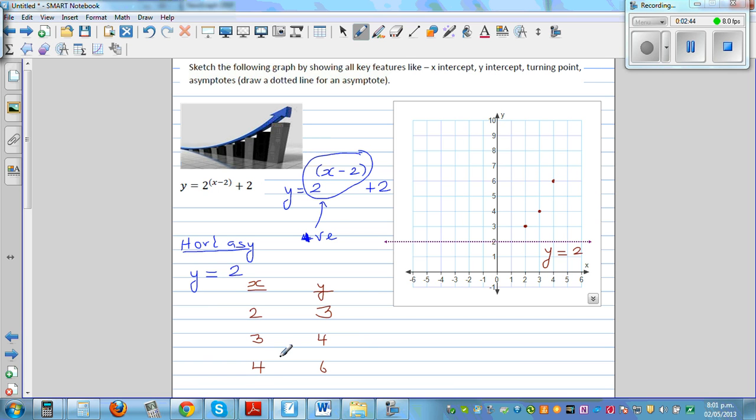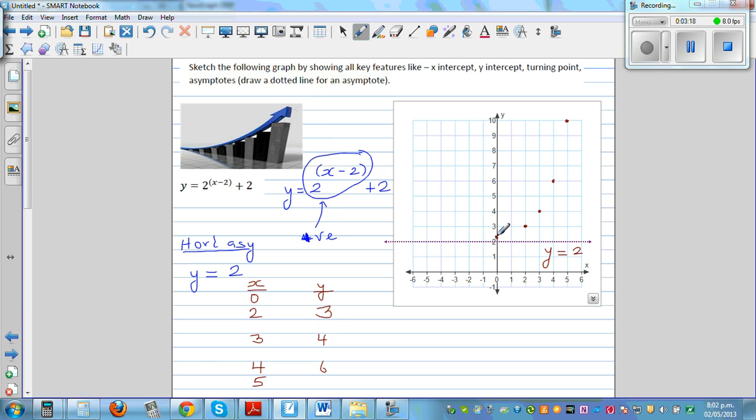Let's take 5. That'll be 2 raised to 3, which is 8, plus 2, 10. So when x is 5, y is 10. So this will exponentially increase. Now if you take 0, you can use a calculator. 2 raised to negative 2 would be 1 quarter, plus 2 is 2.25. So when x is 0, y is 2.25, somewhere here.